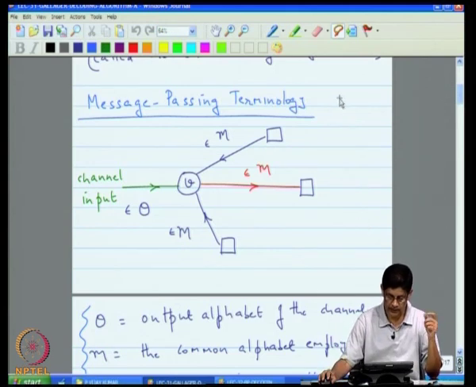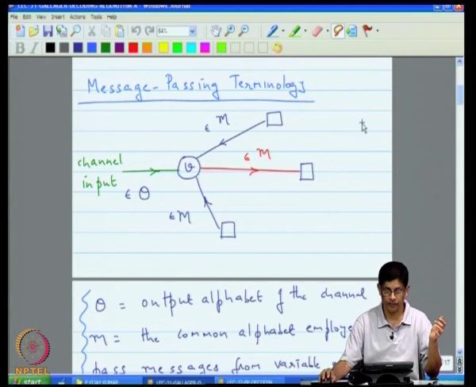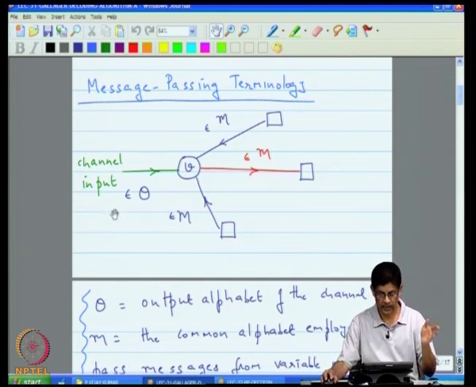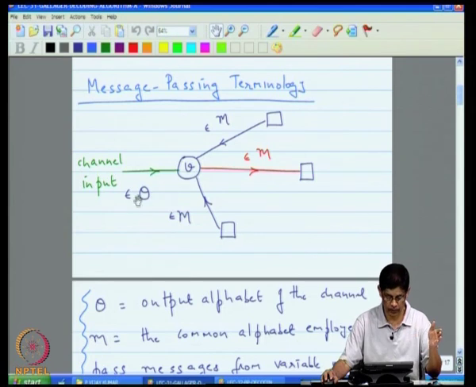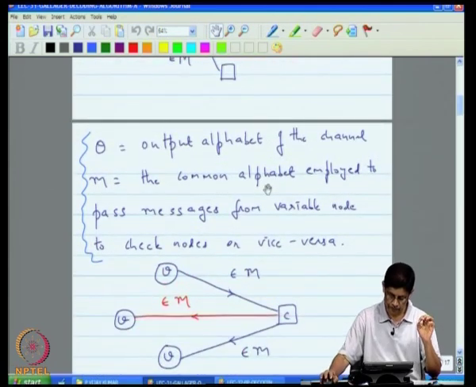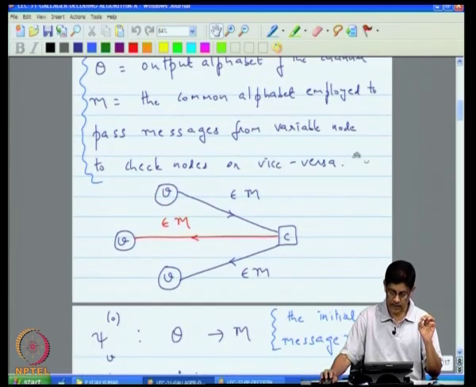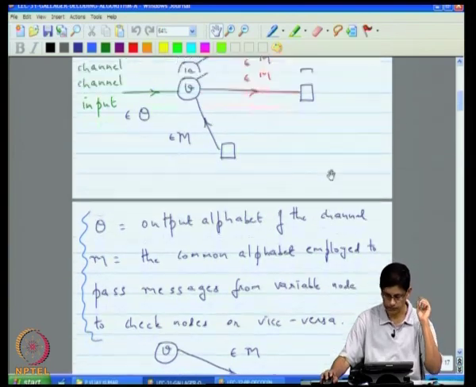In the last lecture, we began by introducing message passing terminology, and here we said that O is the output alphabet of the channel, that is, whatever alphabet the channel uses. For the messages that are passed back and forth along the edges in the Tanner graph, there is a common symbol, script M, and that is the message alphabet. We assume that both alphabets are a subset of the real numbers.